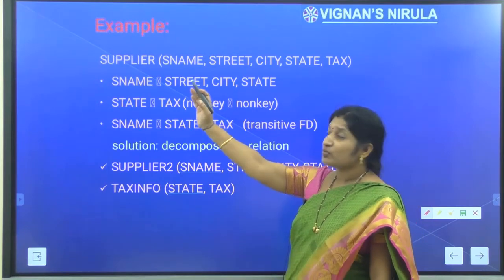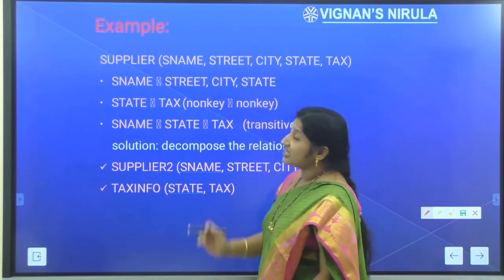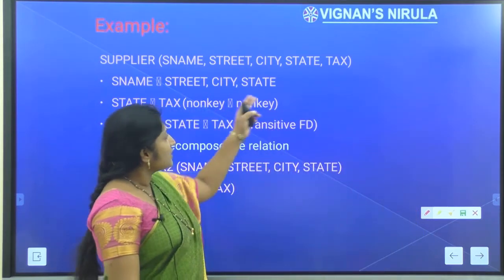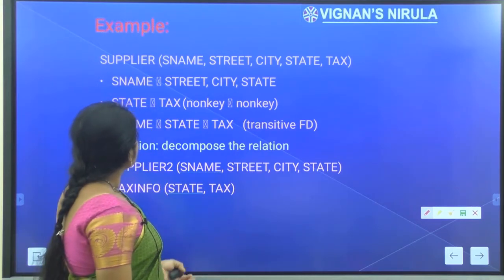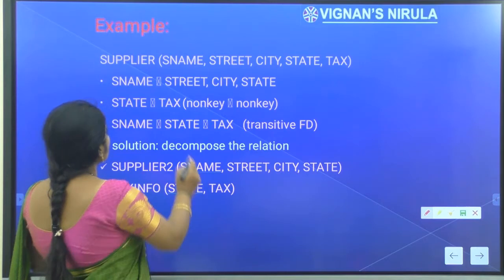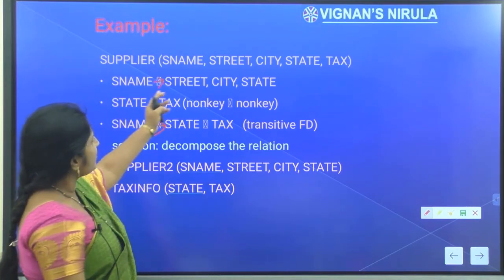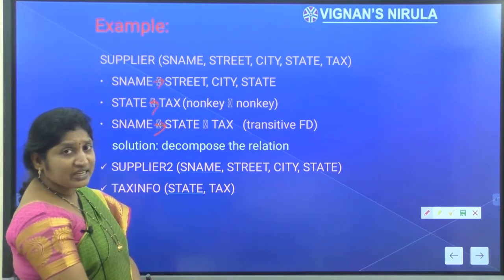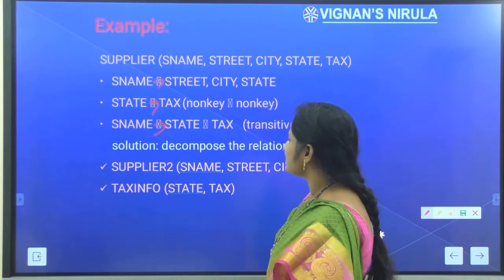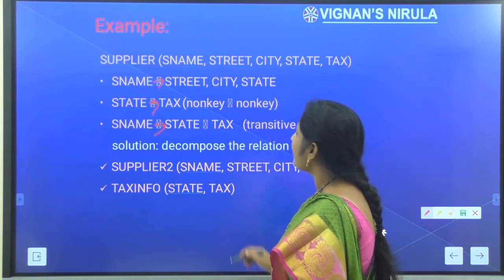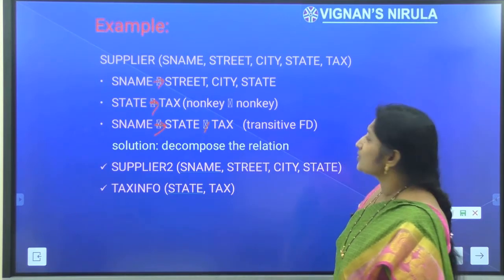It gives the information about the supplier. What is the supplier name? What is the address of that supplier? In which street is he living? What is the city of that supplier? State, and what is the tax that is paid by that particular supplier. So what are the FDs that are holding here: S name implies street, comma, city, comma, state. State implies tax. S name implies state, comma, tax. Okay.